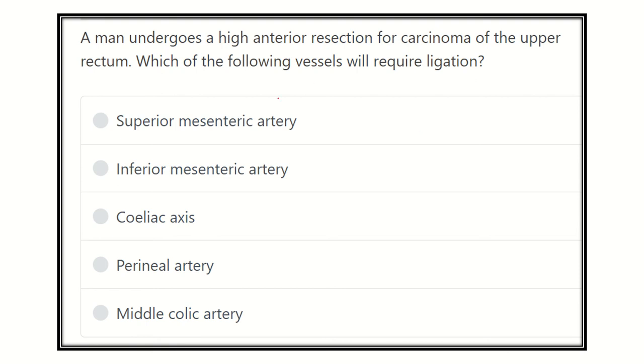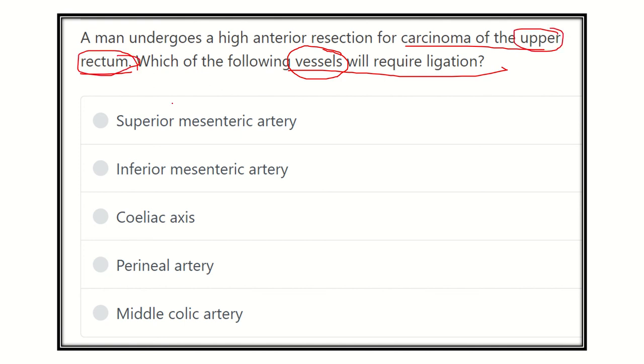So here is our question: a man undergoes a high anterior resection for carcinoma of the upper rectum. Which of the following vessels will require ligation? A man undergoing high anterior resection for carcinoma of the upper part of the rectum, which vessel will require ligation? That means which vessel supplies the upper part of the rectum.